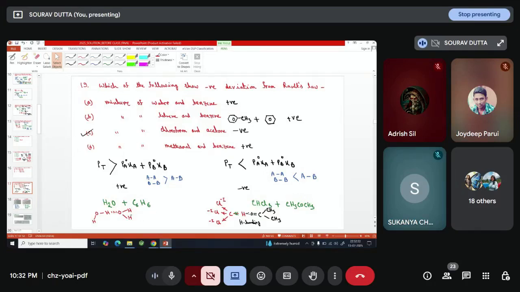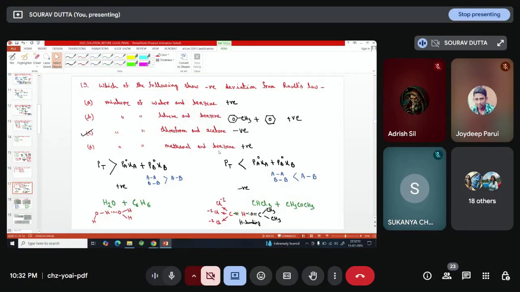Okay, because benzene is a non-polar solvent, it cannot form hydrogen bonding. So after mixing in the solution, interaction will be lower than before the mixing. So this shows water plus benzene will show positive deviation from Raoult's law.